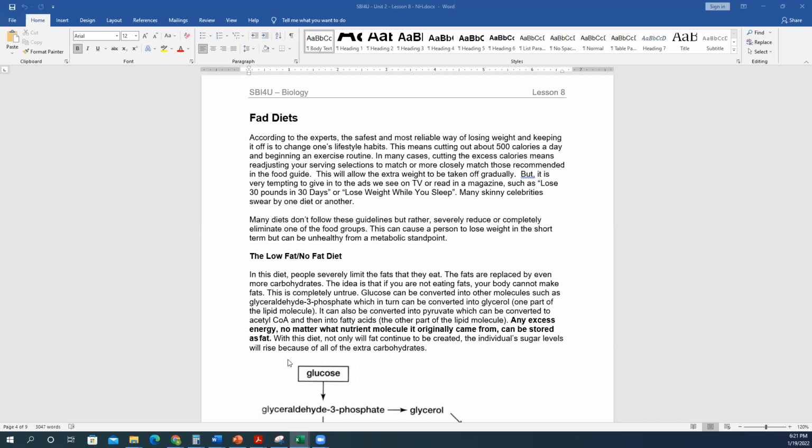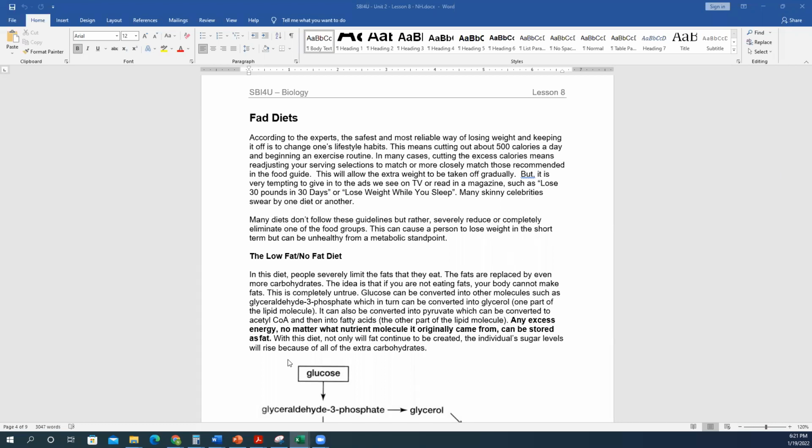This means cutting typically about 500 calories a day and beginning an exercise program. And in many cases, cutting the excess calories means readjusting our servings and selections to become more closely matched to those recommended in the food guides, the ones that we just talked about and covered. And doing this will typically allow that extra weight to come off very gradually.